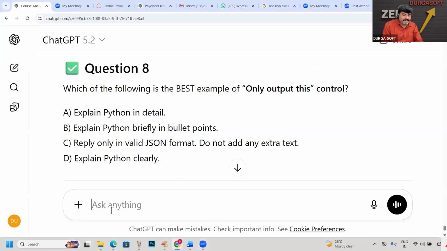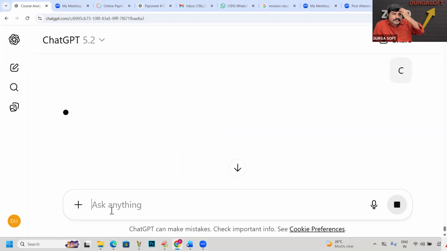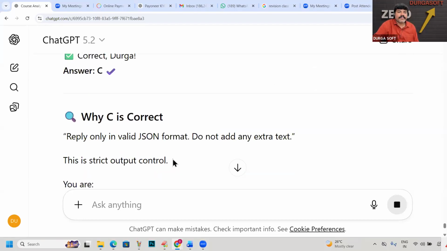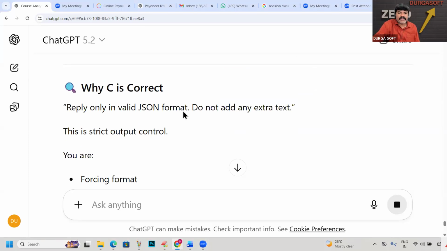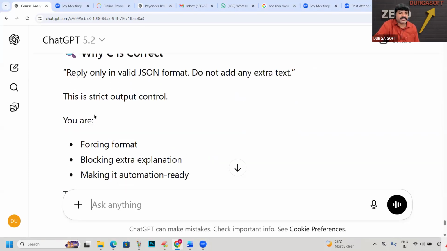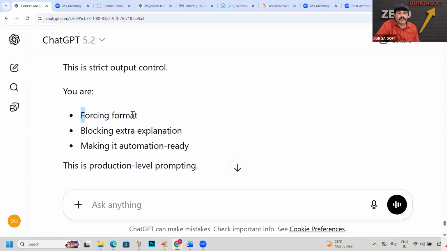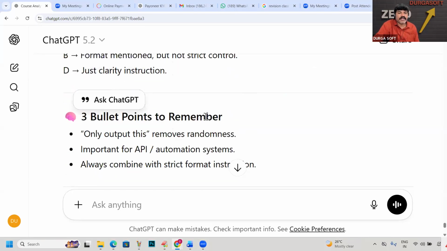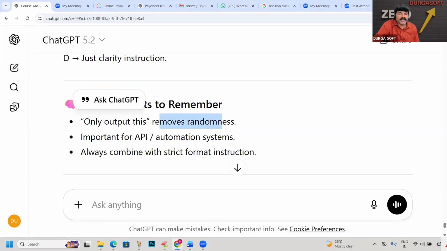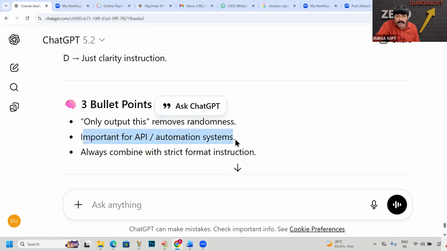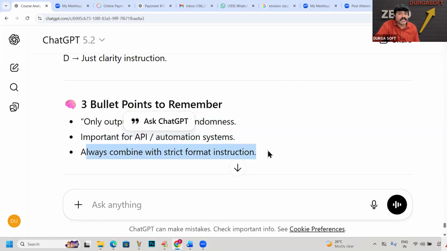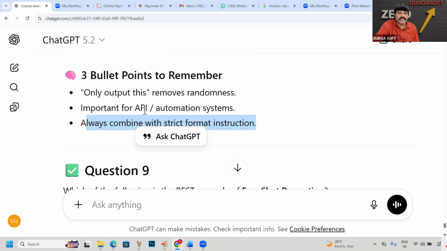Yes, friends. So which one is the correct answer? C. Perfect. Reply only in valid JSON format. Do not add any extra text. This is strict output control: forcing the format, blocking extra explanation, making it automation ready. This is production-level prompting. What a wonderful thing. "Only output this" removes randomness, which is important for API and automation systems. Always combine it with a strict format instruction.